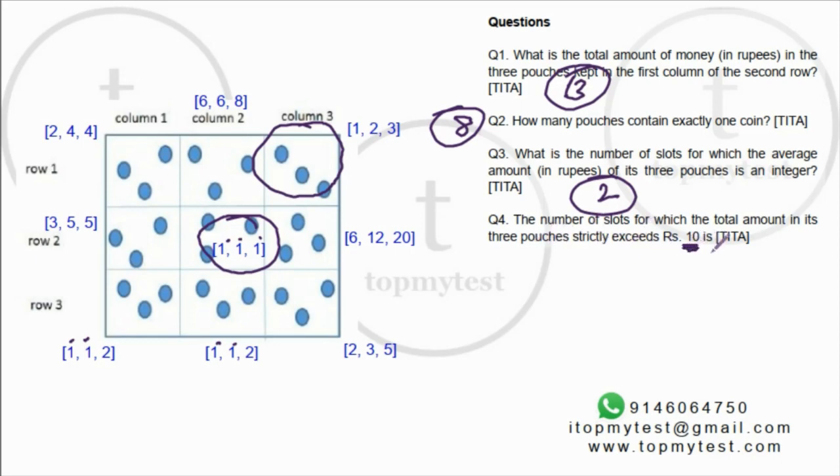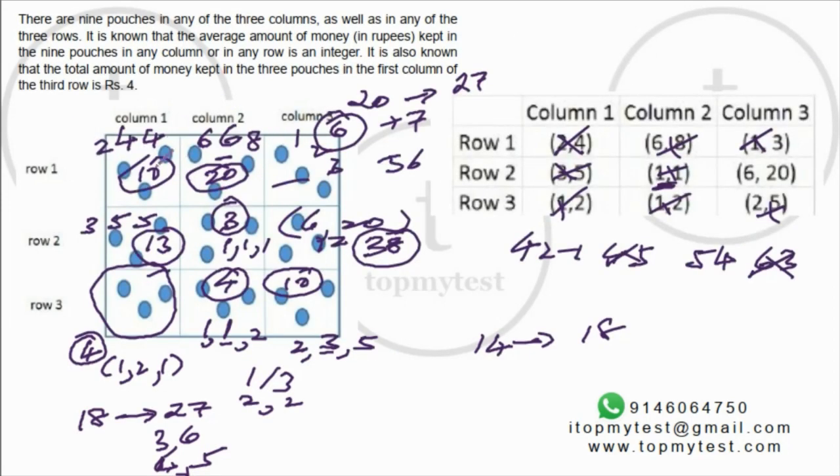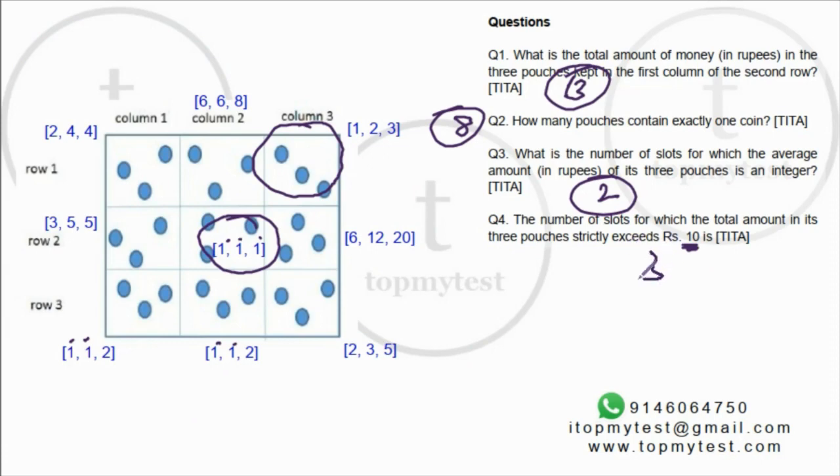And the number of slots in which the total amount strictly exceeds 10. Strictly exceeds 10. It has to exceed 10, right? Again we can use this. This is not the case. That is 1. This is not there. This is 2. This is not there. This is 3. Right? This is not there. This is exactly 10. So not there. So 3 of them. Right? So this one, and this one. These 3 will be there. So that completes this particular set.